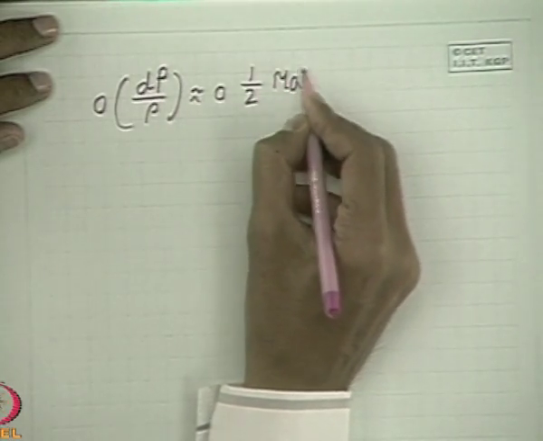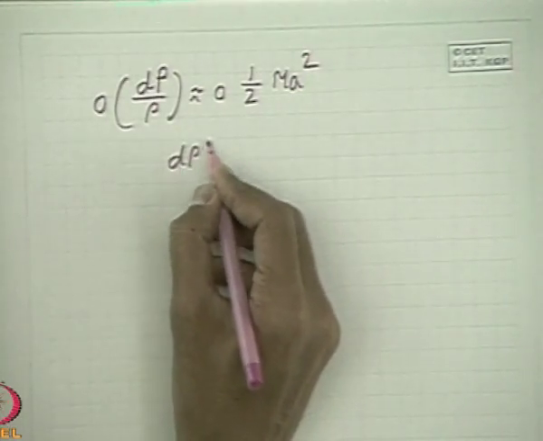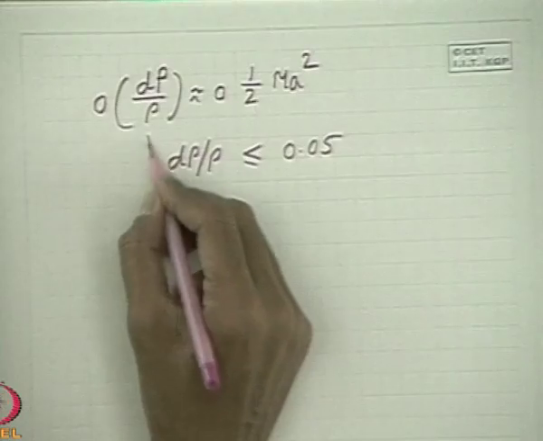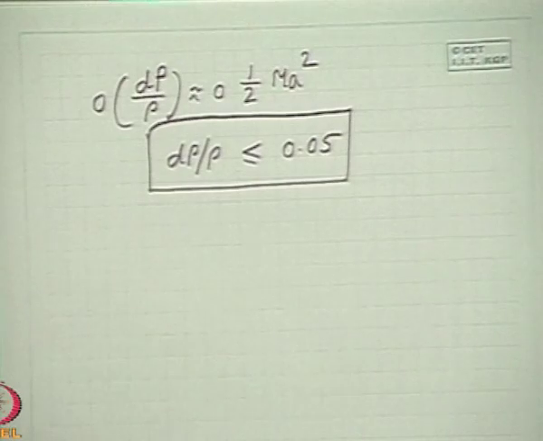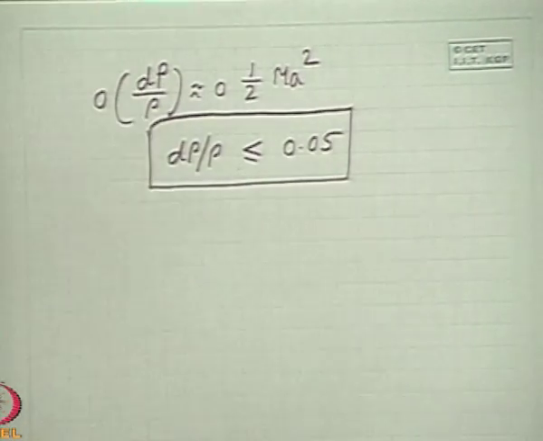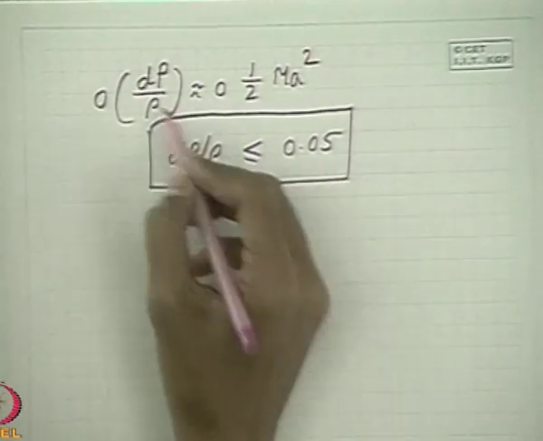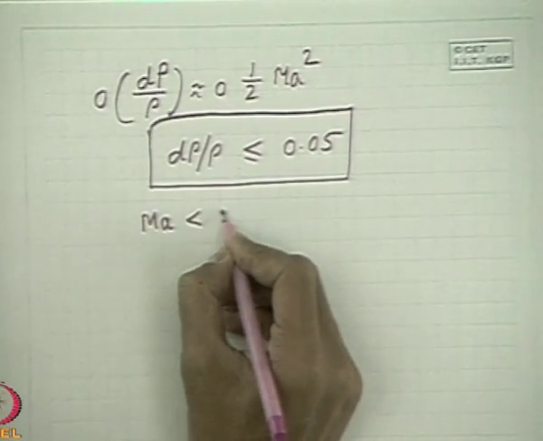Now if I put a criteria, which is usually an engineering criteria, that if the relative change in density is less than or equal to 0.05, that means less than or equal to 5%, I consider it to be constant. That means it is not changing at all. So then we consider the flow to be incompressible flow. Then if we put this, we will get a value of Ma that is less than 0.33.